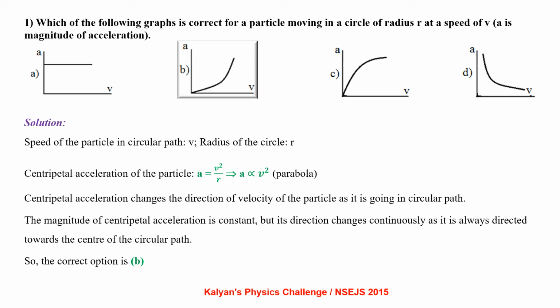The centripetal acceleration is responsible for changing the direction of velocity of the particle as it is going in a circular path. The magnitude of centripetal acceleration is constant, but its direction changes continuously as it is always directed towards the center of the circular path.